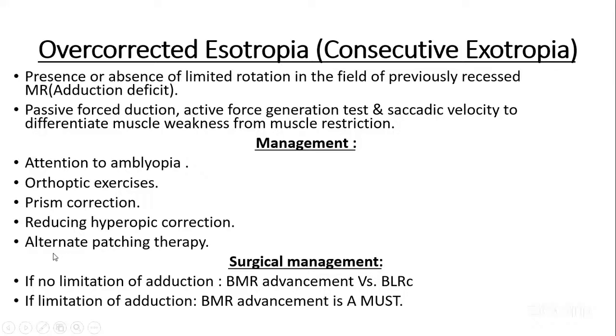Okay. Also, alternate patching therapy sometimes might help. For surgical management, if no limitation of adduction, you can do either bilateral lateral rectus recession or bilateral medial rectus advancement. If the patient is having limitation of adduction, then you need to work on the medial recti to do advancement of the medial recti. Okay?